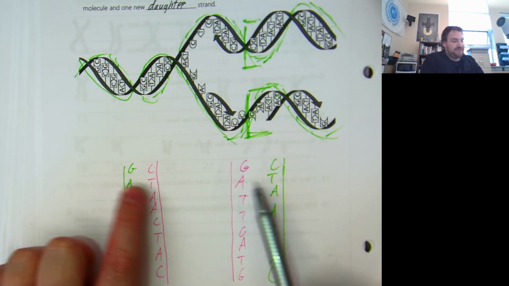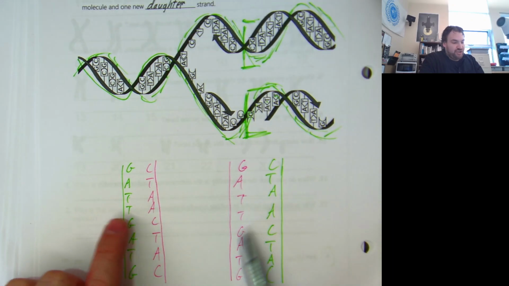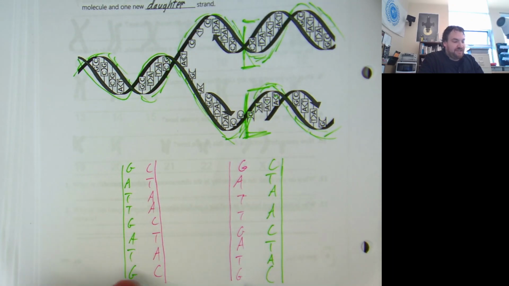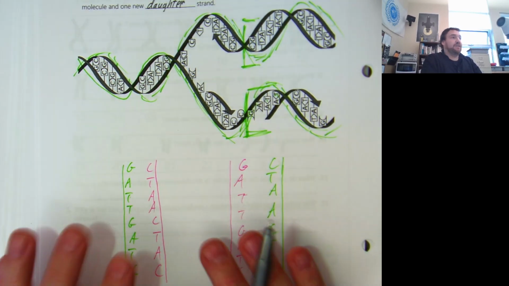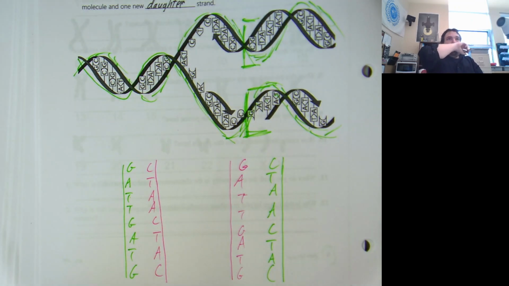And now look at what we've got here. G with C, A with T, T with A, T with A, G with C, A with T, T with A, and G with C. We've got two identical copies of the same DNA chunk. Comments, questions, concerns? And this is DNA replication.